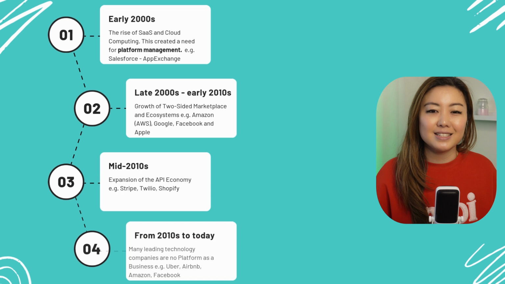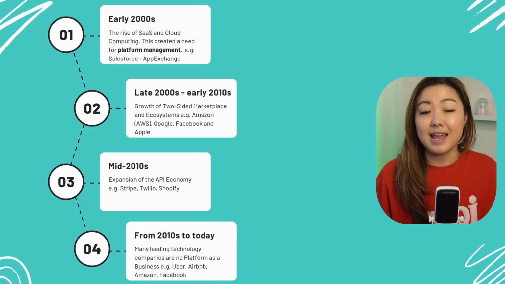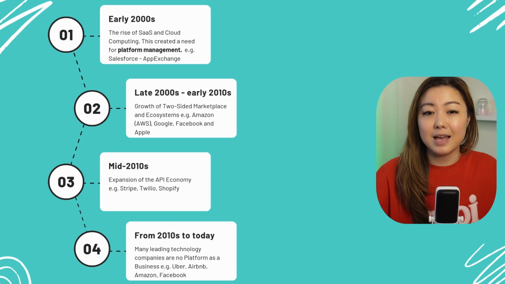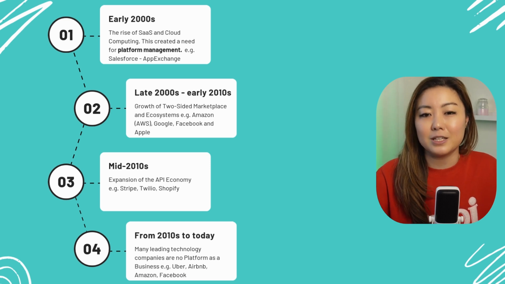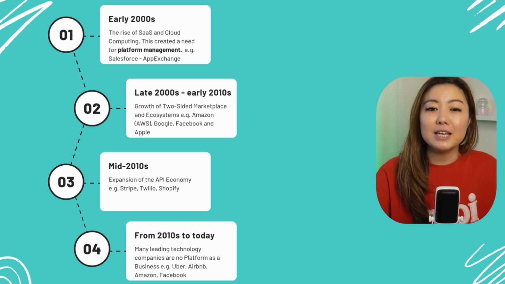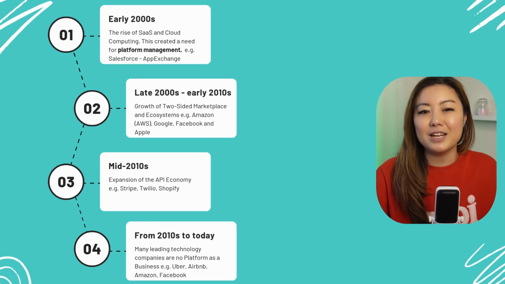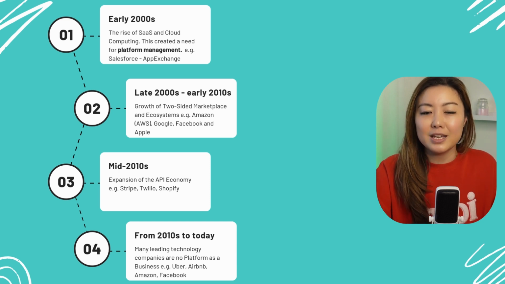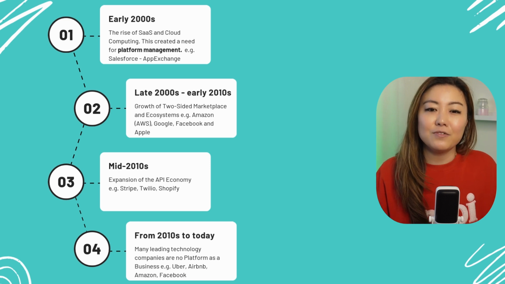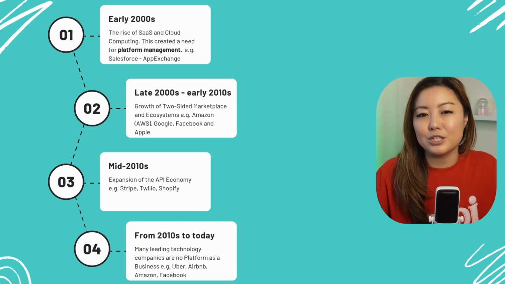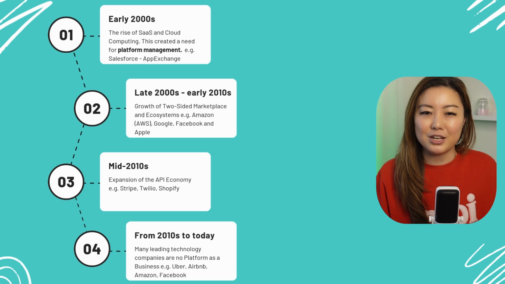And from 2010 to today, many leading tech companies have platforms as a business model. Examples are Uber, Airbnb, Amazon, Facebook. As these models matured, managing the platform became distinct from managing individual products. Product platform managers are needed to align the broader platform strategy with the needs of various user groups, such as developers, internal teams, and external customers. This shift emphasized the need for platform thinking, ecosystem management, and technical product management, making the role of a product platform manager more widely spread. So let's jump into Brandon's talk.